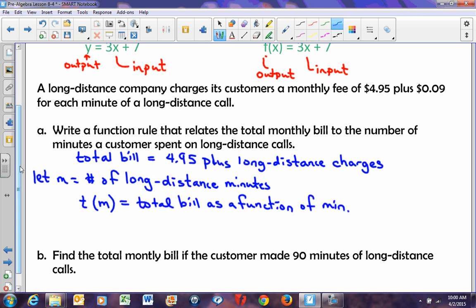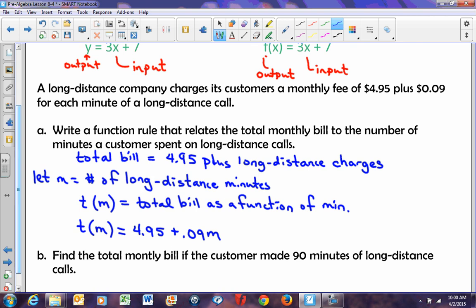So T of m then, my total bill, is going to equal my $4.95 a month I have to pay, plus 9 cents for each minute of long distance calling. So it should look like this. T of m equals $4.95 plus 0.09 m. Okay.